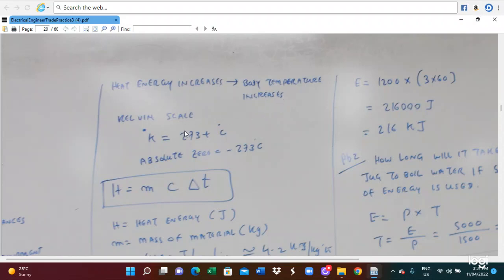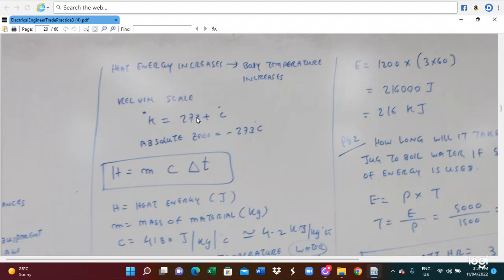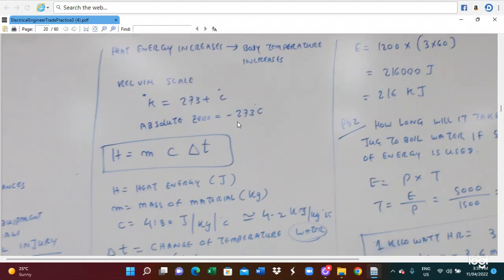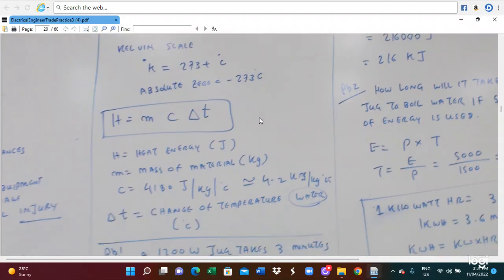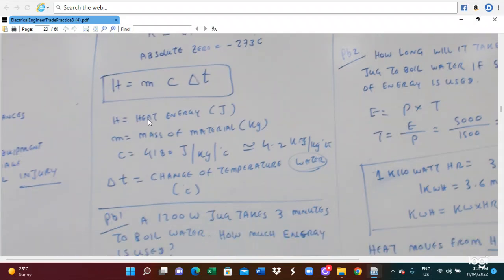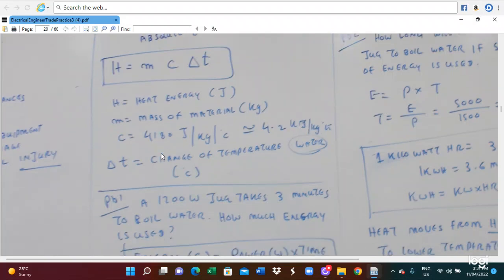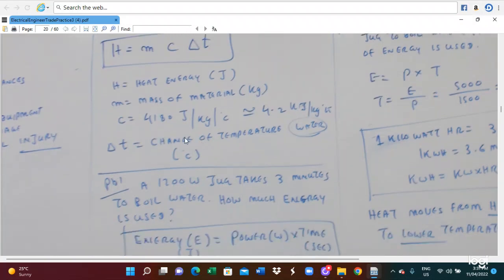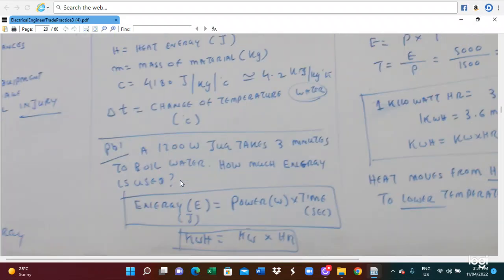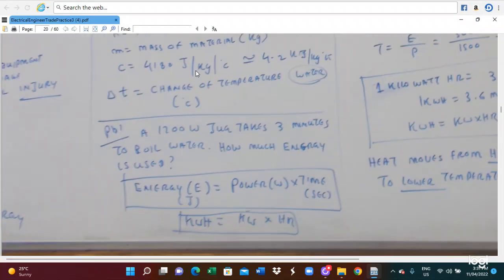So we use the Kelvin scale. The Kelvin scale is 273 plus the Celsius value, so absolute zero is minus 273 degrees centigrade. Heat can be calculated with the equation H equals M C delta T. Here H is the heat energy in joules, M is the mass of the material in kilograms, and C is 4180 joules per kilogram degree centigrade, or 4.2 kilojoules per kilogram degree Kelvin. Delta T is the change of temperature. So those are the things we calculate: H equals M C delta T.